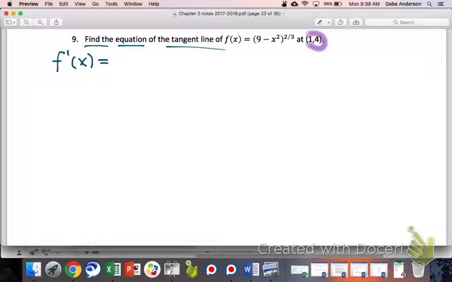Any volunteers? F prime? Go ahead, Catherine. F prime x is 2/3 times 9 minus x squared to the negative 1/3 times a negative 2x. She's definitely executed the chain rule correctly. She got the derivative of the outside. She multiplied by the derivative of the inside. She's done a great job. Do you have any questions about that, what she did? Any of the details in there?